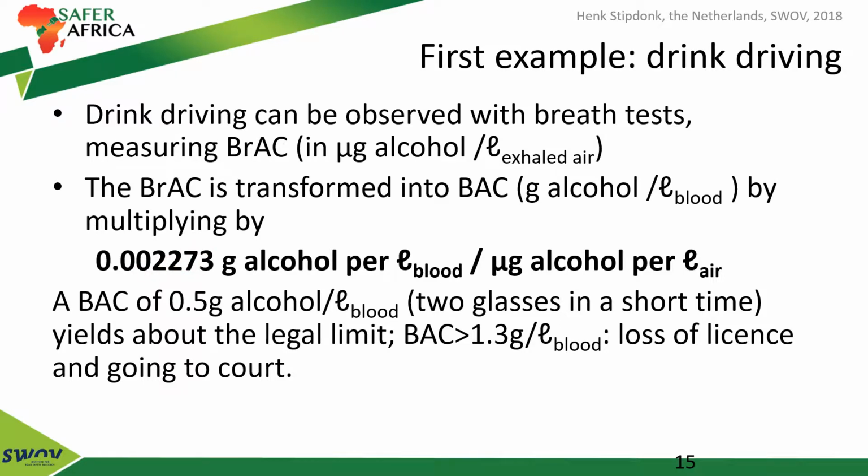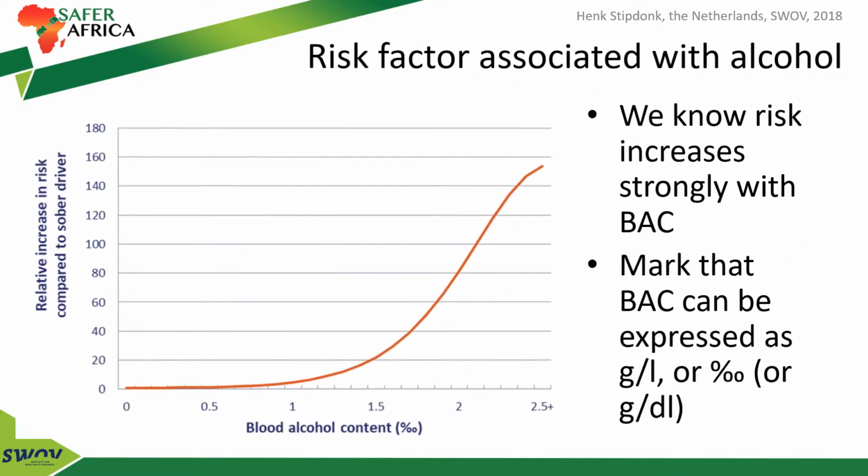A blood alcohol concentration of 0.8 gram per liter is considered dangerous almost anywhere in the world. In some countries, 0.2 gram per liter is already a violation of the law. The effect of alcohol in the blood on the risk of the drivers is very steep, so the risk goes up very quickly with a higher alcohol concentration. And this means that a high alcohol concentration in the blood could increase the general risk of the driver by a factor of more than 100.